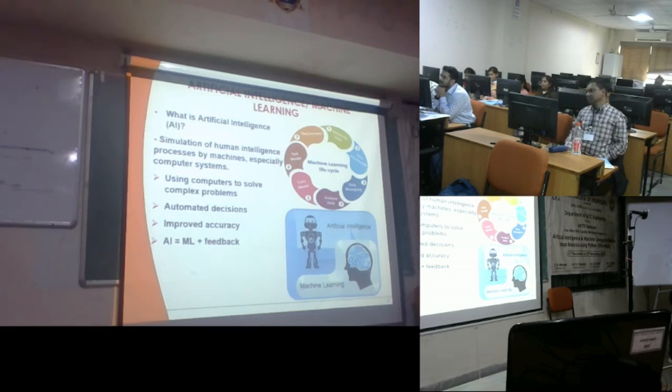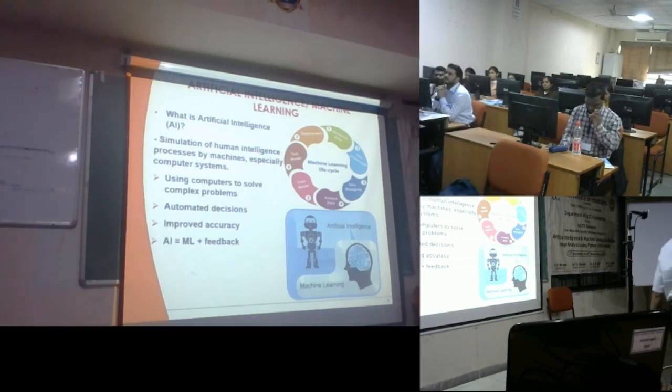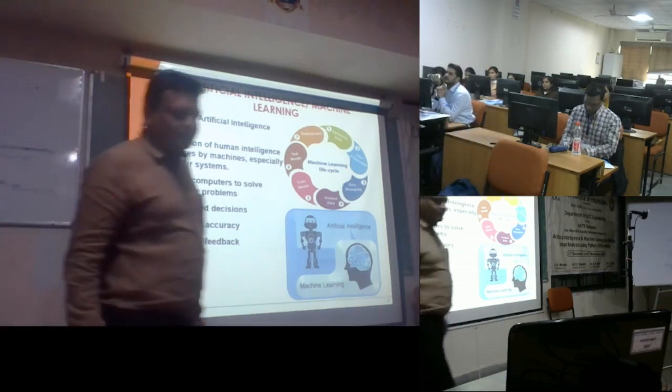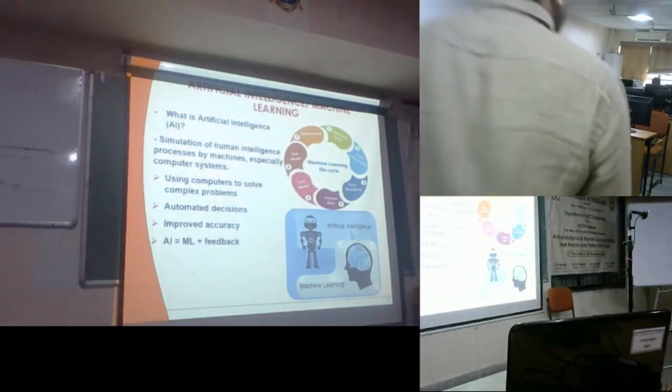What is the chance, what is the probability, what is the higher probability of a particular scenario, what is the lower probability of a particular scenario. So artificial intelligence is nothing but machine learning plus feedback, because it keeps on learning from the feedback. It is not like one time I have trained and next time I am not applying the intelligence.